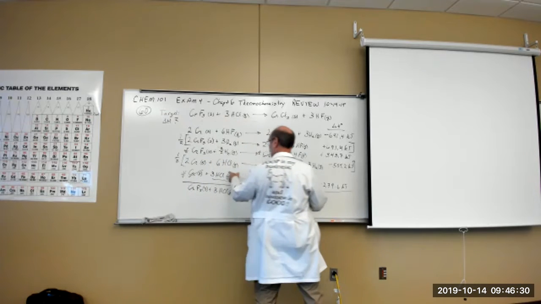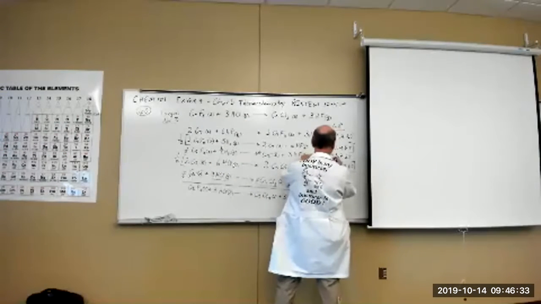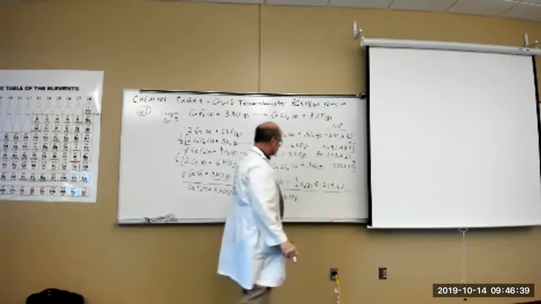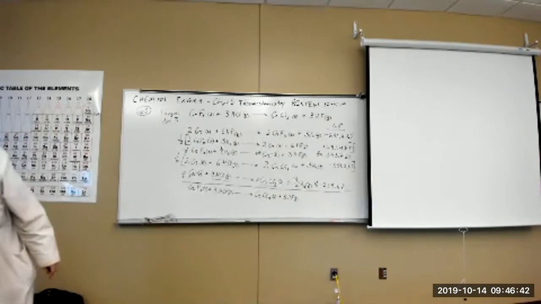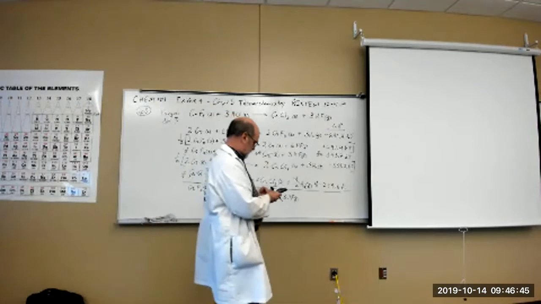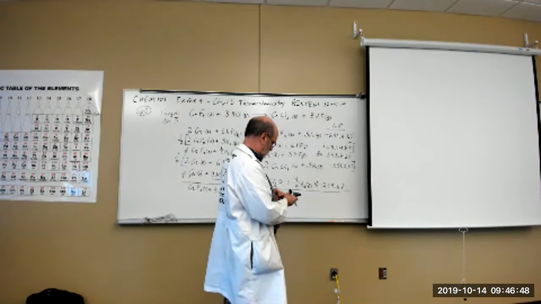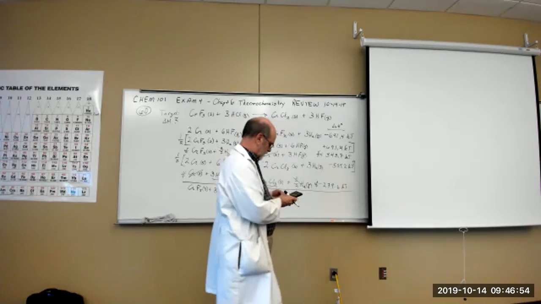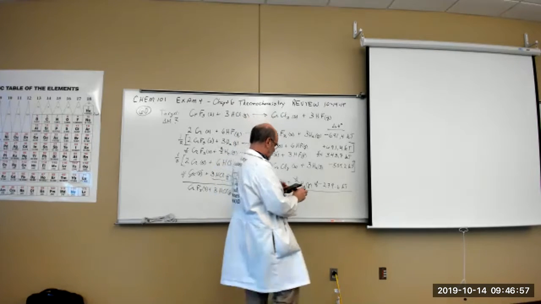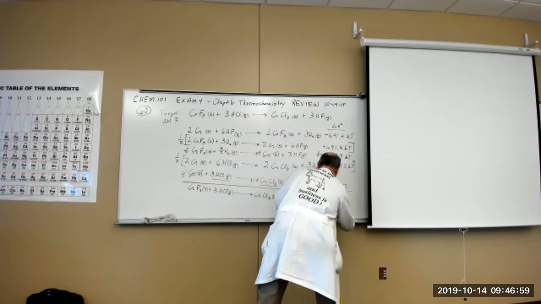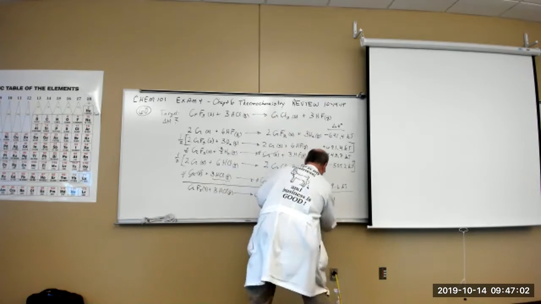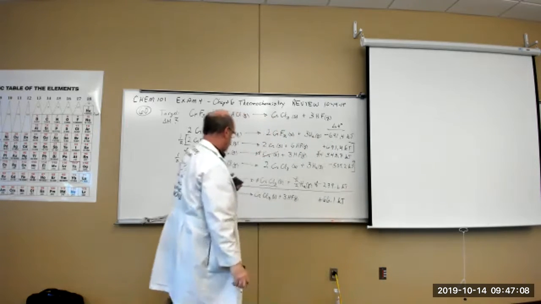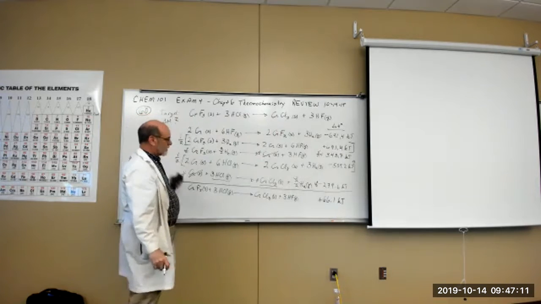Now that means that we can take this value and this value and add them together. 345.7 and negative 279.6. So I get 66.1, and that's positive kilojoules. So the overall reaction is endothermic.